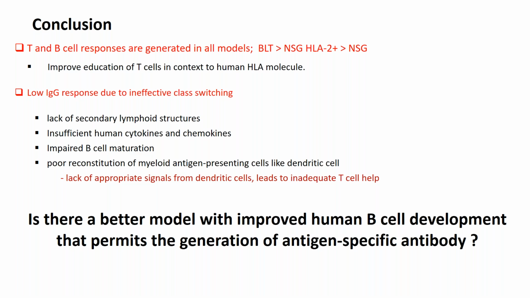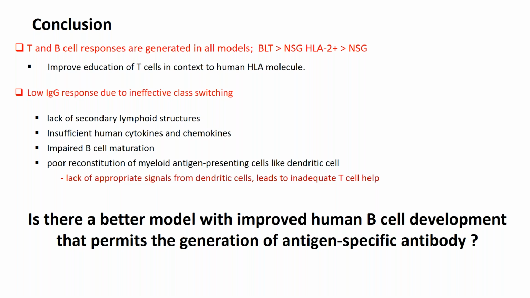So the conclusion from this portion of the talk is that T and B cells are generated in these models, at least in response to viral infection. However, these responses are better in BLT, then NSG HLA2 positive animals, and then NSG. The reason we think is the improved education of T cells in the context of human HLA molecules.